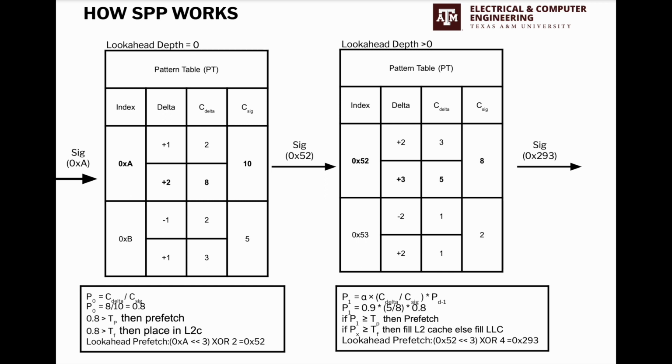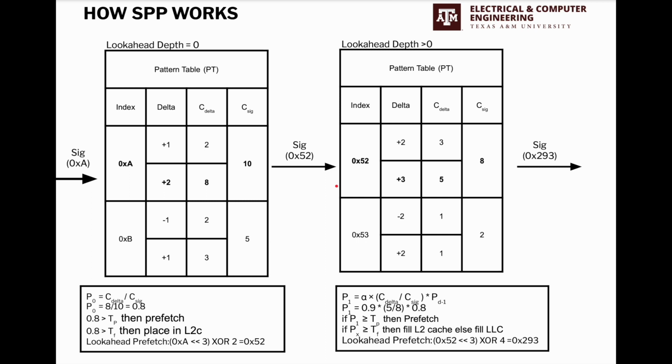In this case, since we are assuming that it is greater than the prefetch threshold, then we go ahead and calculate the new signature, which is simply given by 0xA, the old signature, left shifted by 3, and XORed with the delta of 2 to get 0x52. Now let's look at a situation where the lookahead depth is greater than 0.